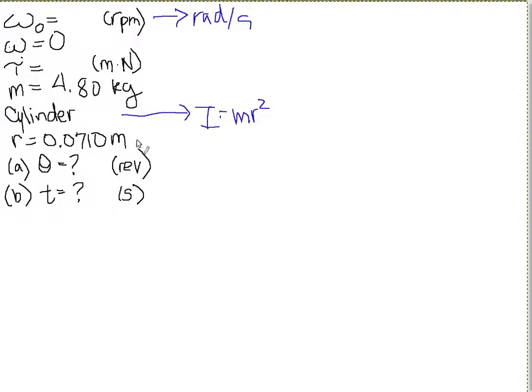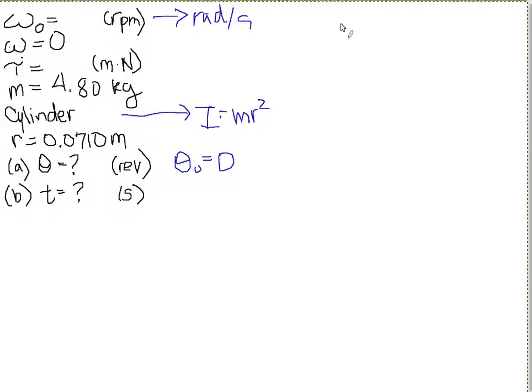So the first thing they ask you is to find how far it turns, which is theta. And that means that we're going to take theta naught equal to 0. And then the second thing they ask you for is the time. Now we can calculate these in either order.